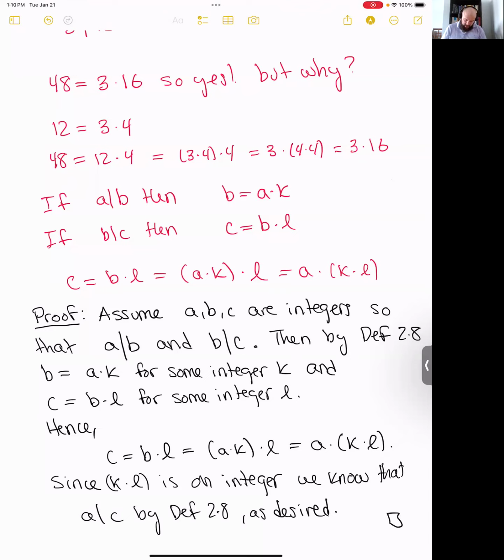Okay, so that's the end of the proof. Not a very long proof, but it just points to one more example of something we can prove directly oftentimes, which is statements about divisibility. And I'll have you do an example in one of the worksheets.